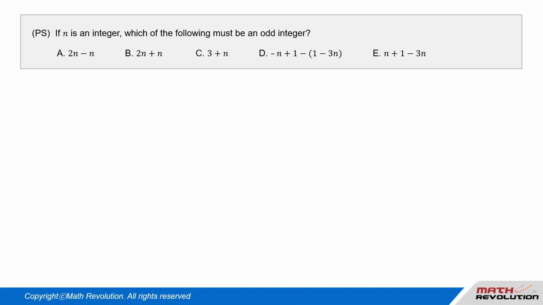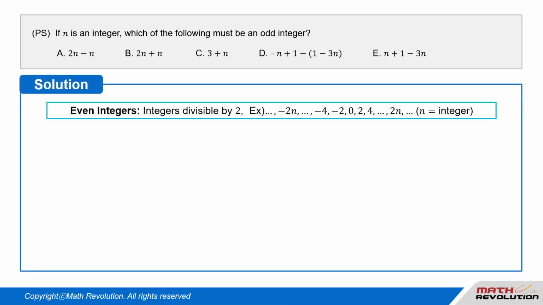Question. If n is an integer, which of the following must be an odd integer? Solution. Even integers. Even integers are integers that are divisible by 2, including both positive and negative integers. 0 is also an even integer.